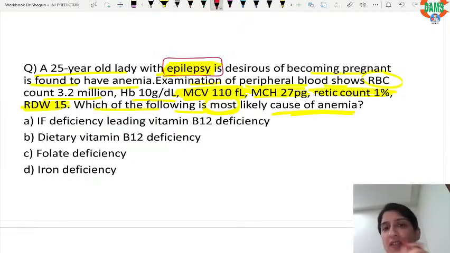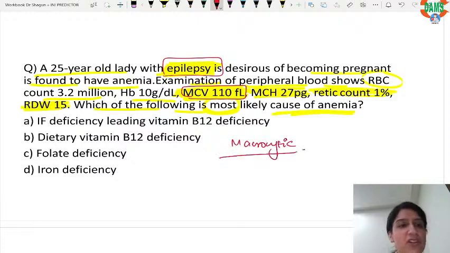So if this female is having epilepsy and also MCV is 110, that means I am dealing with a macrocytic anemia here. So this cancels my option D. Iron deficiency cannot be the answer because it's a microcytic anemia. Now I have to choose from A, B and C.